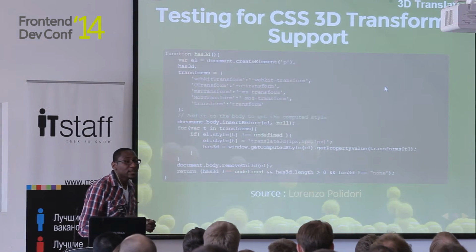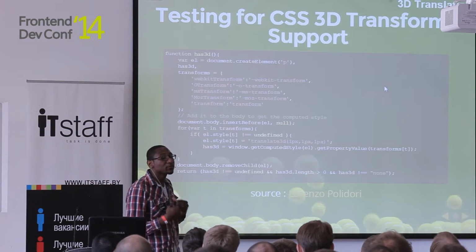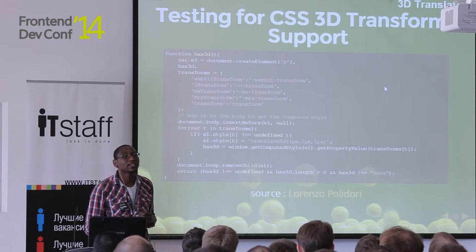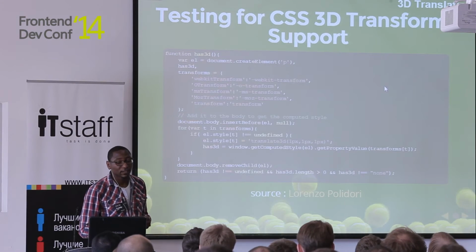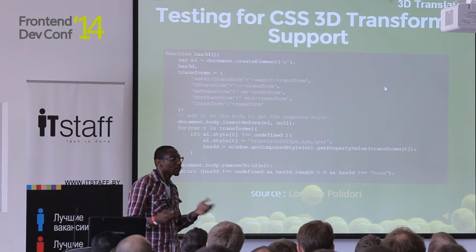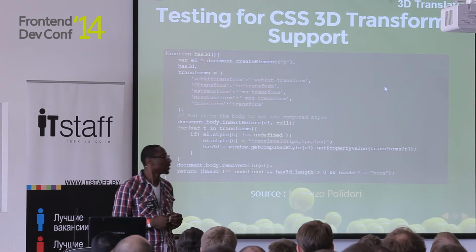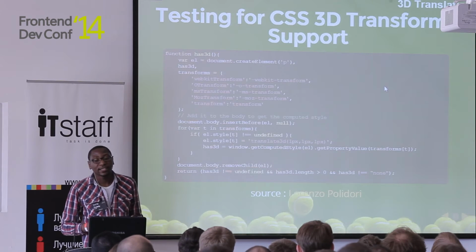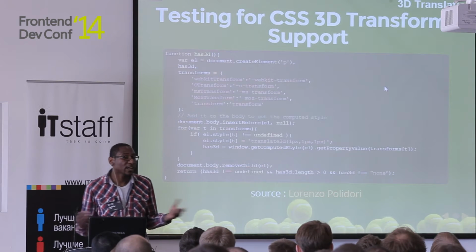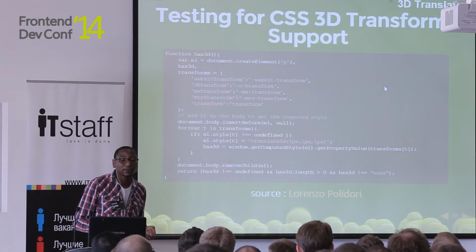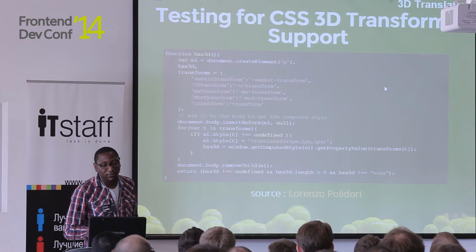But translation 3D is not supported everywhere, so you have to test it to see if the animation is working pretty well on the browser you are on. This is a piece of code I found on the website of Lorenzo Polidori. He's testing if the browser actually supports translation 3D. So the code is very simple.